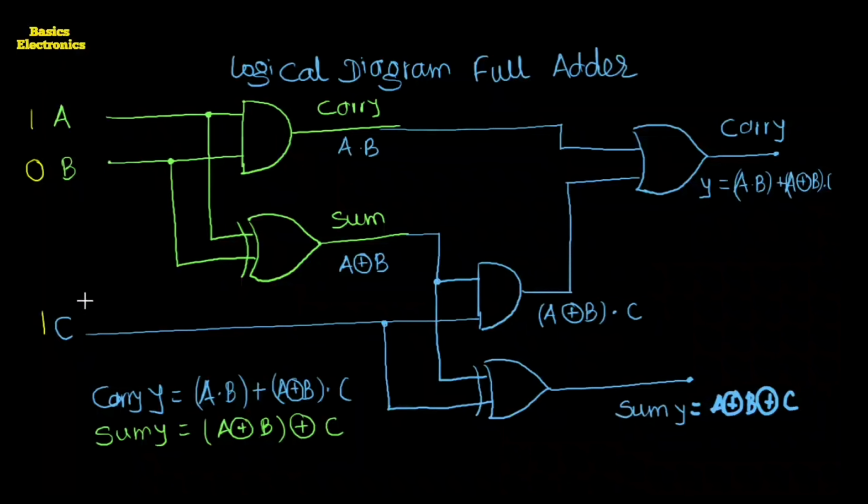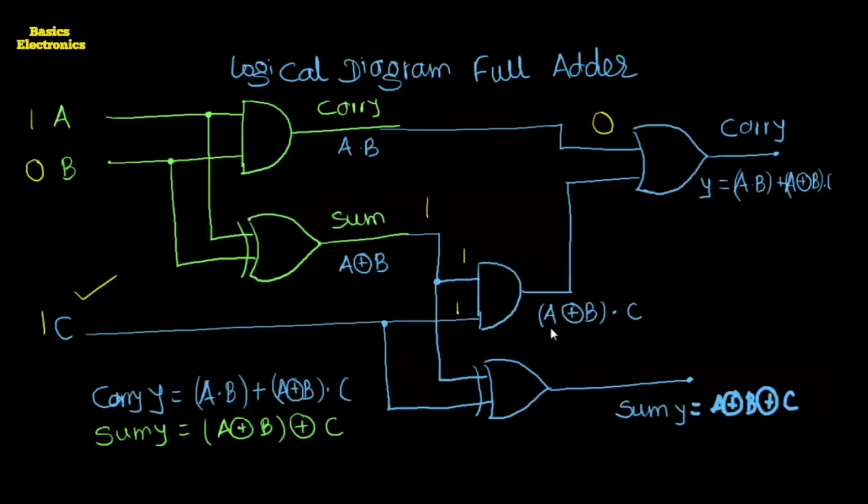C equals 1. Now the carry generated by the first half adder is equal to 0, because one input to the AND gate is equal to 0. The sum generated is equal to 1. Why? Because different inputs are applied to the XOR gate. So this one is applied as input to the AND gate, as well as the C input, and C is also equal to 1.